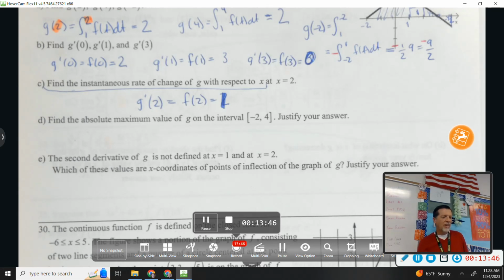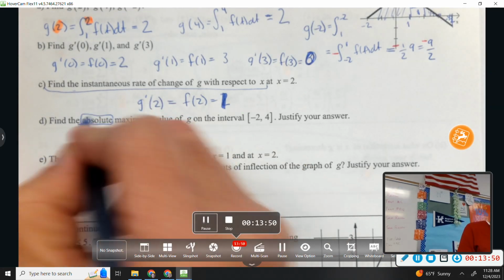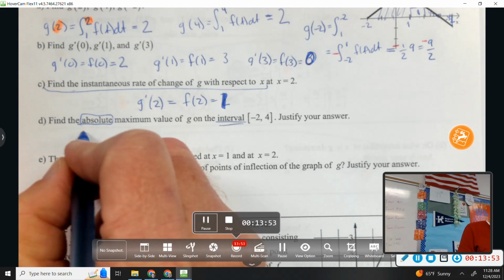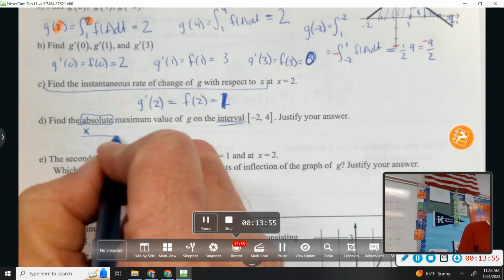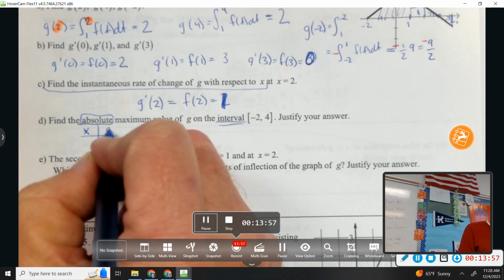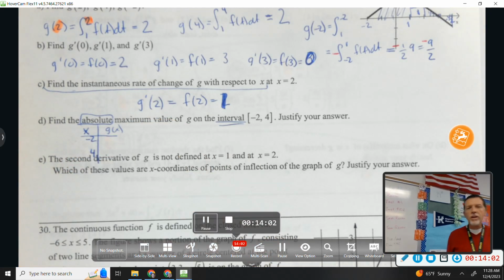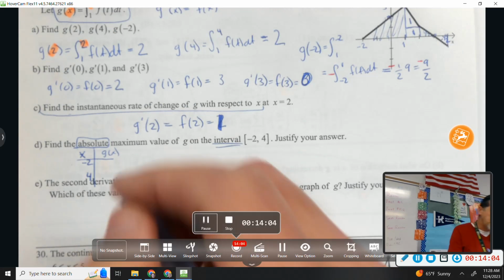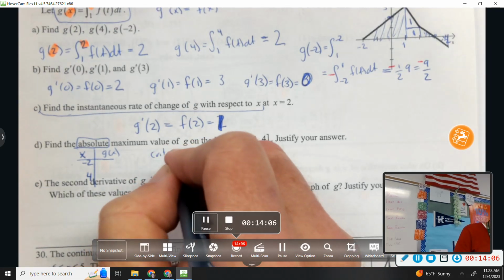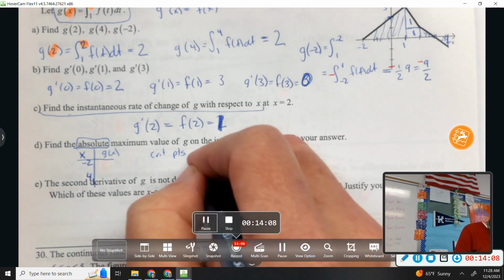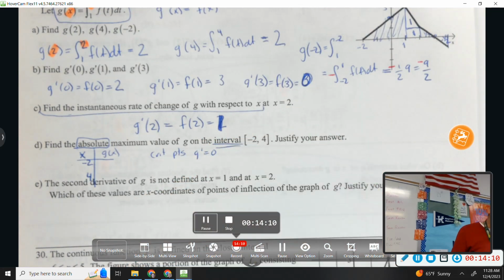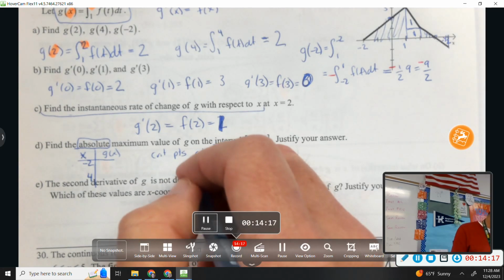Part D. Find the absolute maximum value of g on this interval. So absolute and interval means I better be thinking about a table of values. I definitely want to include negative 2 and 4. And any critical points would be where g prime equals 0. But g prime is the same as f, so the only place that happens is at x equals 3.